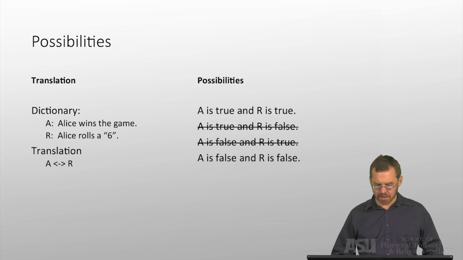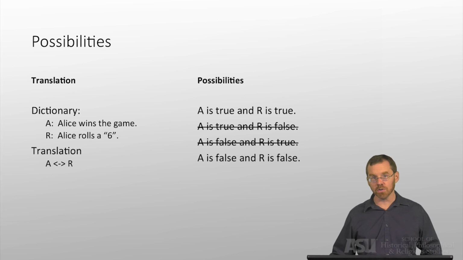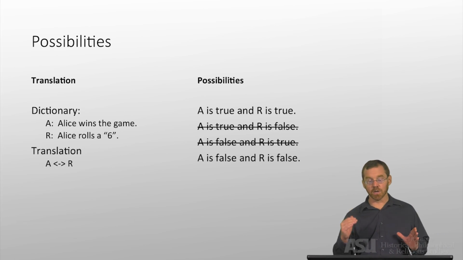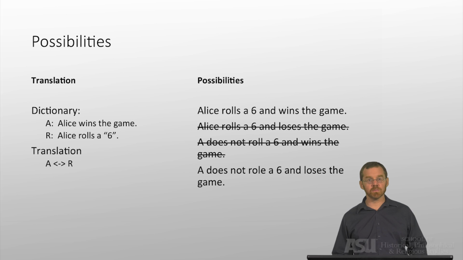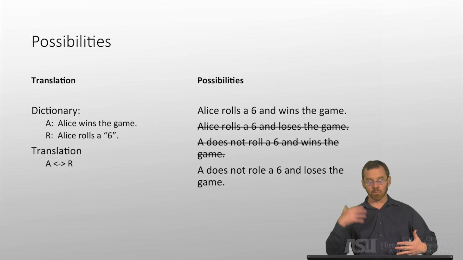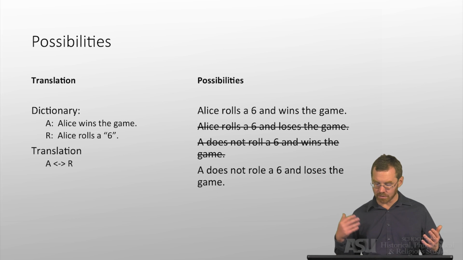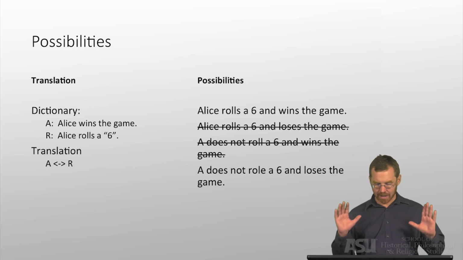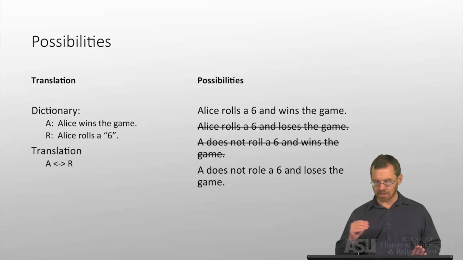In terms of possibilities, this eliminates the possibility that A is true and R is false, or that A is false and R is true. It leaves open the possibilities that A is true and R is true, or A is false and R is false. If we put that in terms of their English equivalents, it leaves open the possibility that Alice rolls a 6 and wins the game, or that she does not roll a 6 and loses the game. It eliminates the possibility that Alice rolls a 6 and loses the game, or that she does not roll a 6 and wins the game.